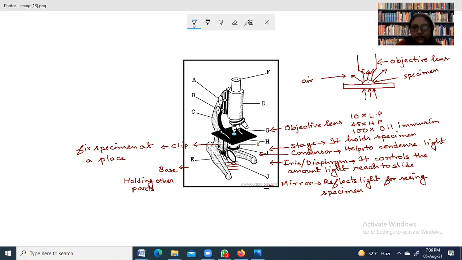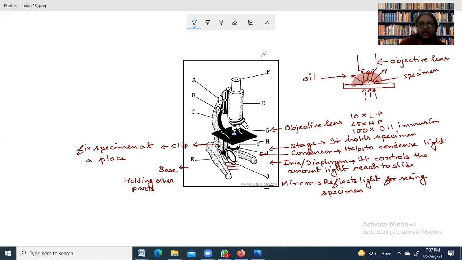So to solve this problem, there is a way. What is the way? We can layer this area with oil in between. So in place of air, we will now have oil. Generally, cedar wood oil is used. Why? Because it has a similar refractive index to the specimen and glass.